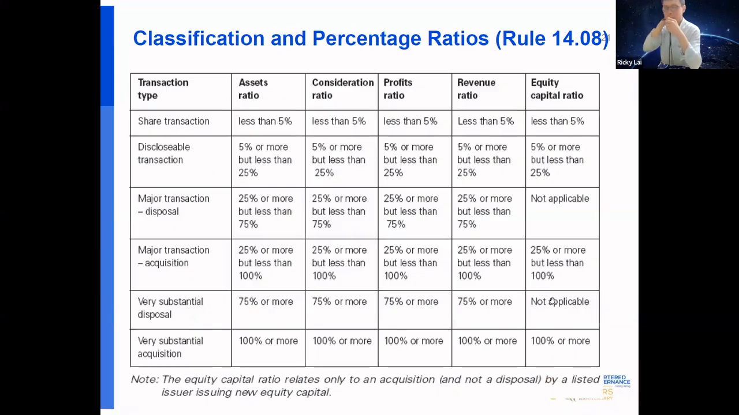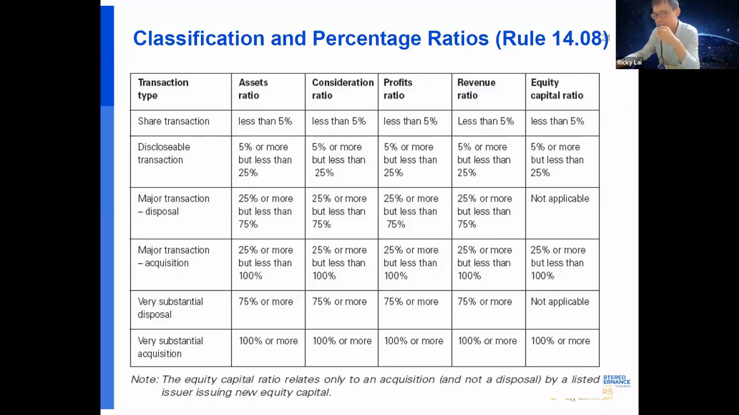Okay, this table is very important to understand all the size test results, including 5%, 25%, 75% for disposal, and 100% for acquisition. So there are 5 size test results. And please take a look at share transactions.